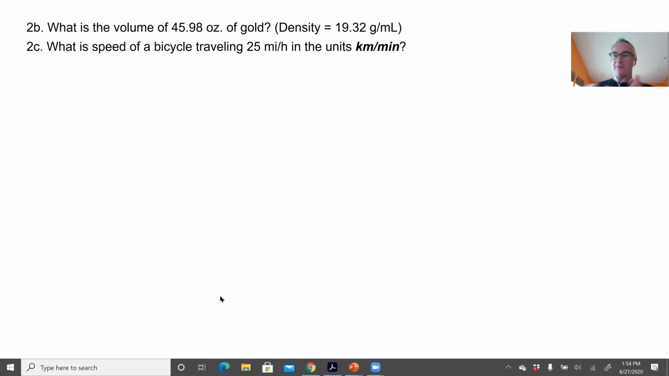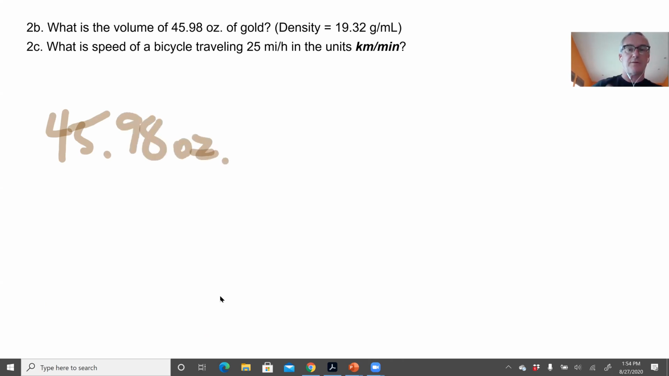So anytime I have a question like this, I always write down what numbers I have and what numbers I want to get to. So what I have is 4598 ounces. Now, in this particular instance, ounces is a unit of mass, although ounces is also a unit of volume. So this is a tricky question, but when you see ounces like that, I guess we don't really know which one it is. That's one of the confusing things about this imperial system.